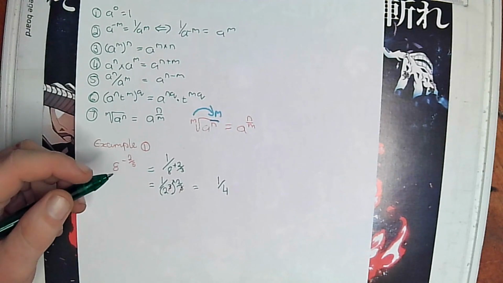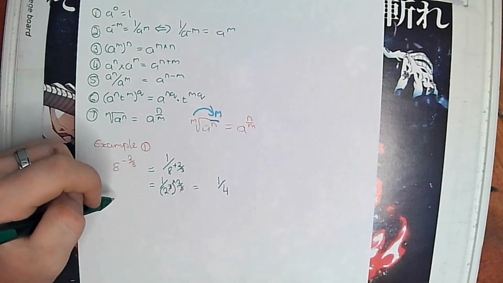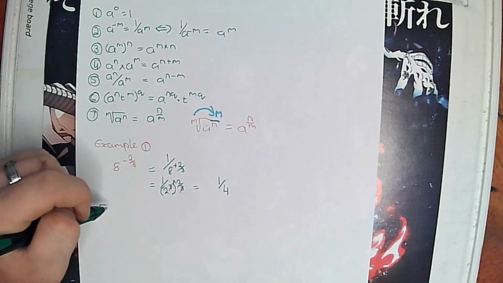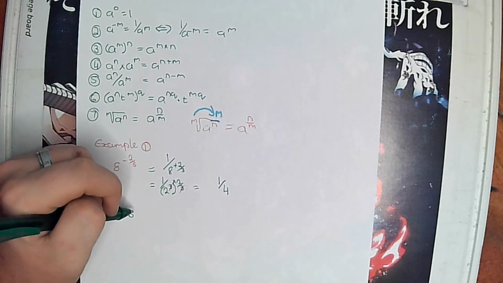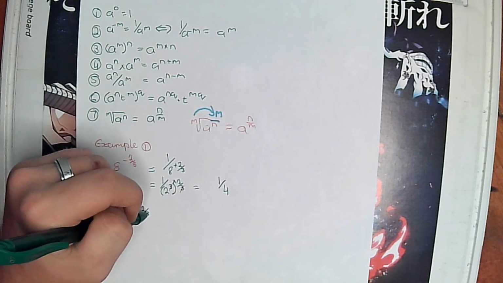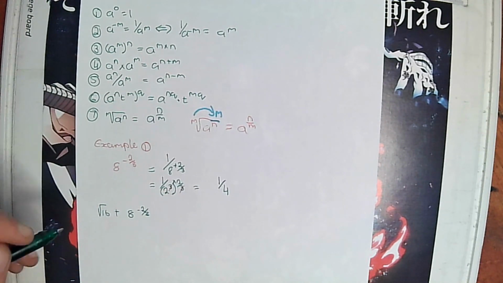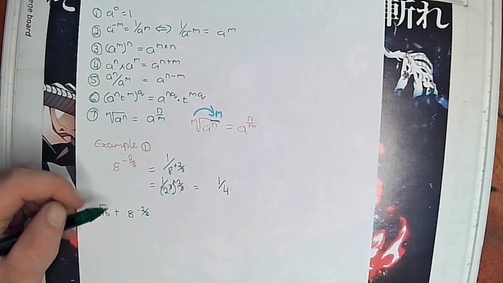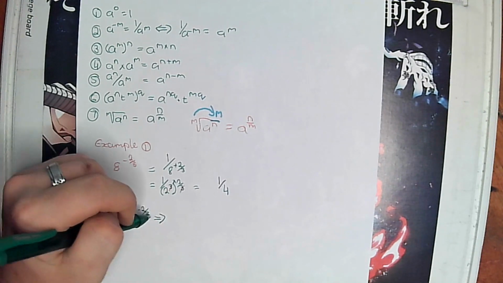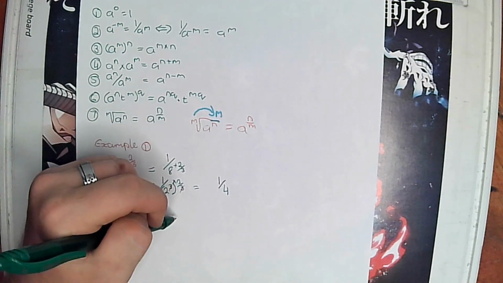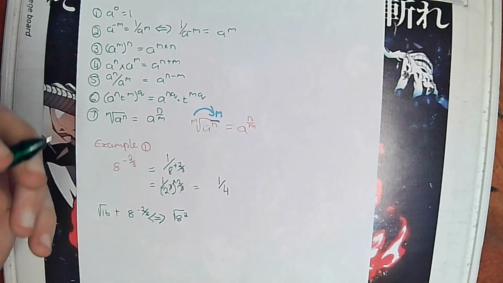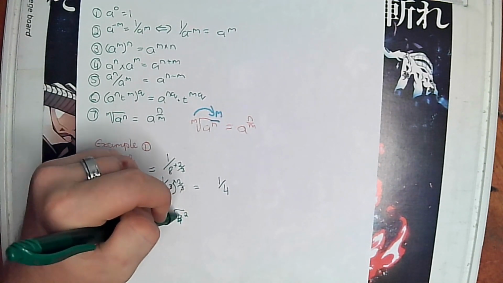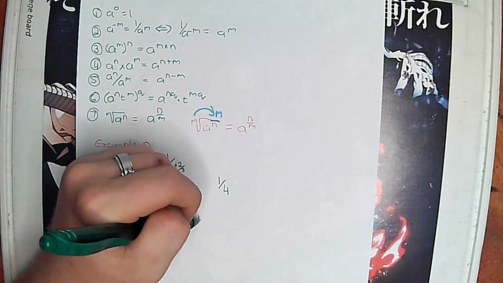Say we are given something like the root of 16 plus 8 to the power negative 2 over 3, right? Root of 16 with the new law we just learned. I know that I can go and rewrite it as, well, first of all, let's write it as 4 squared plus 8 to the power negative 2 over 3, right?